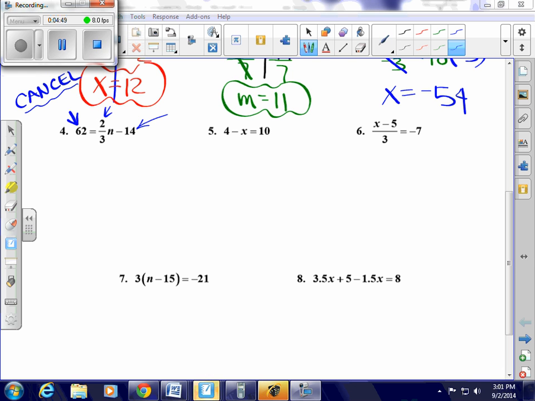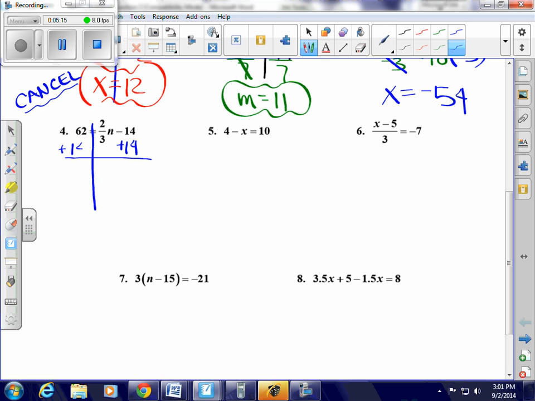But of the 2/3 and the minus 14, which one is actually farther away from the n? Well, the minus 14 is. So let's cancel that one first. That's the general rule of thumb: you want to cancel the one that's farther away. So in canceling minus 14, we're going to do plus 14. Go to the other side of the equal sign and do plus 14. You get 76 is equal to 2/3 n.